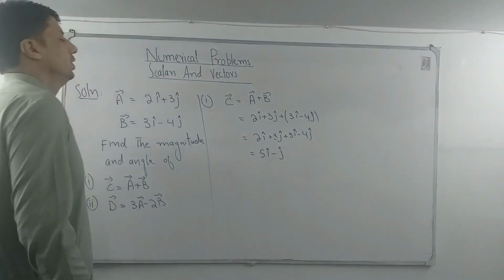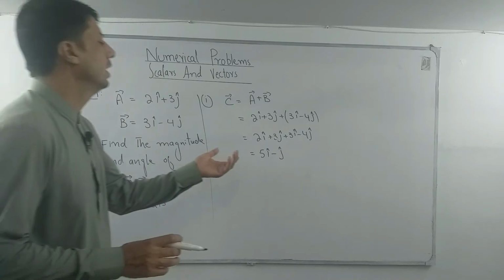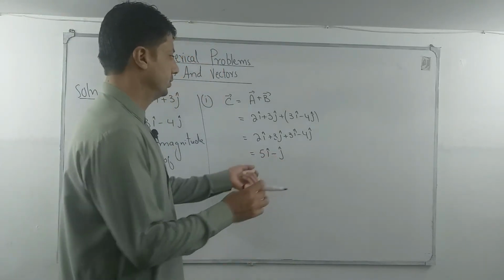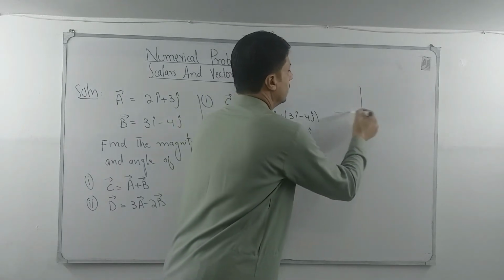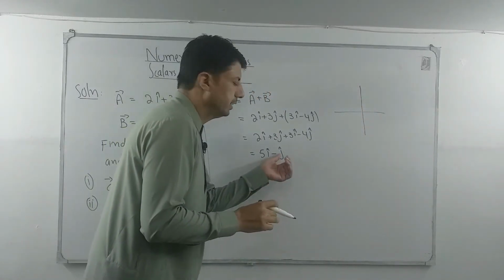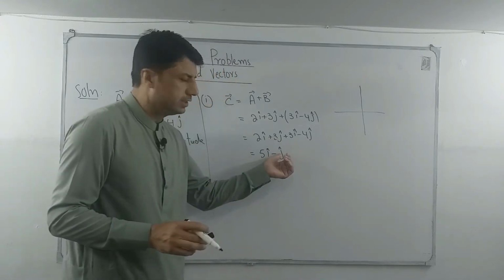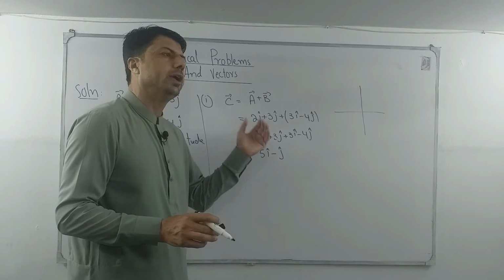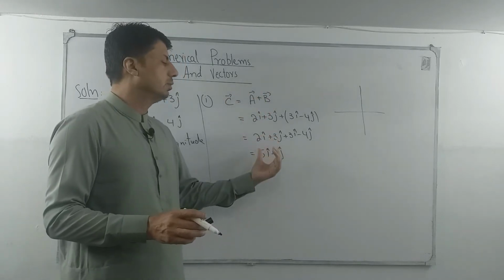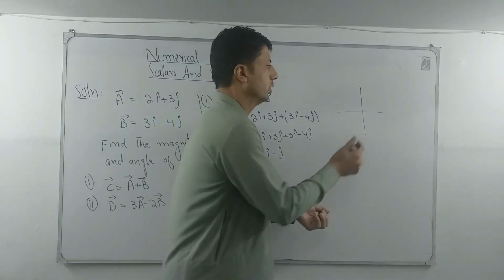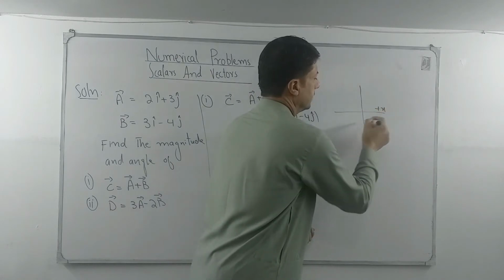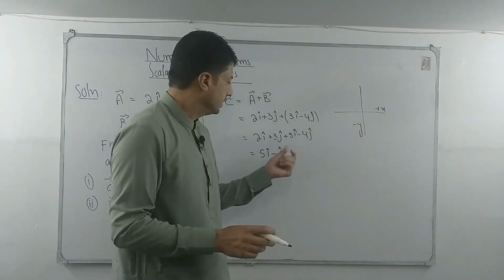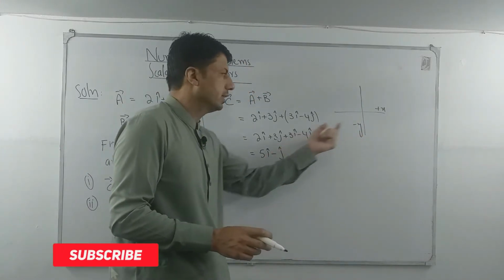Okay, this vector is lying in the fourth quadrant. How? Because the y component is negative, while the x component is positive. This is in the fourth quadrant. This is plus x and this is minus y. So the angle of this vector lying in the fourth quadrant.